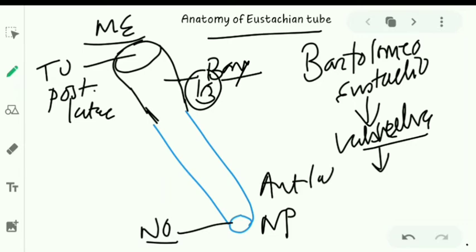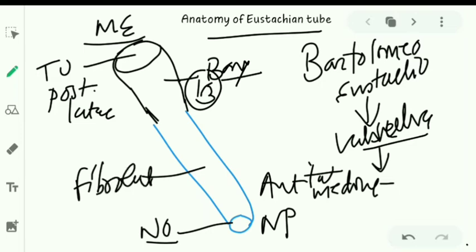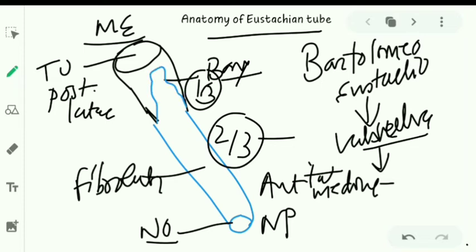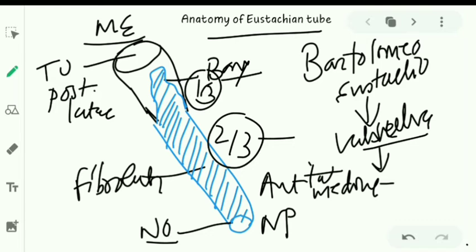The anterolateral, or anteromedial, part is the fibrocartilaginous part. It is two thirds of the total Eustachian tube. The cartilage of the Eustachian tube extends to the roof of the bony part. That's why the total length of the cartilage is greater than the fibrocartilaginous part of the Eustachian tube.